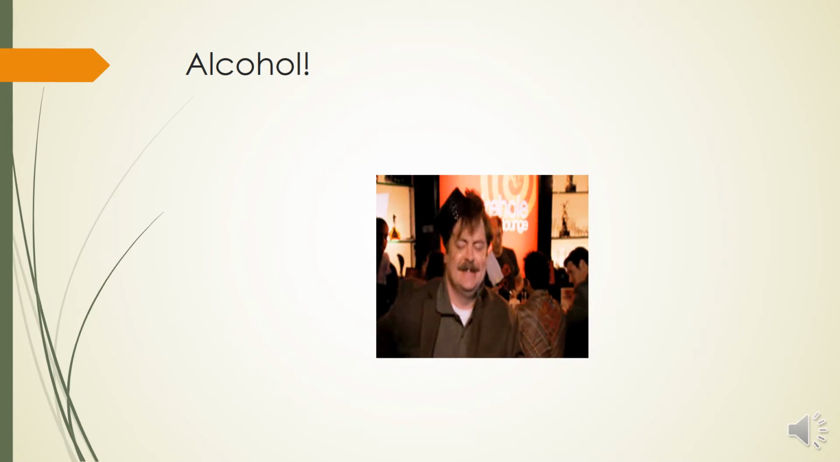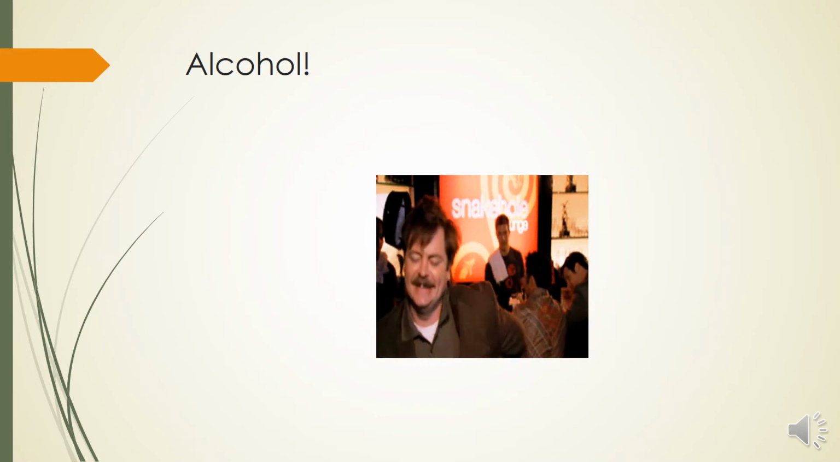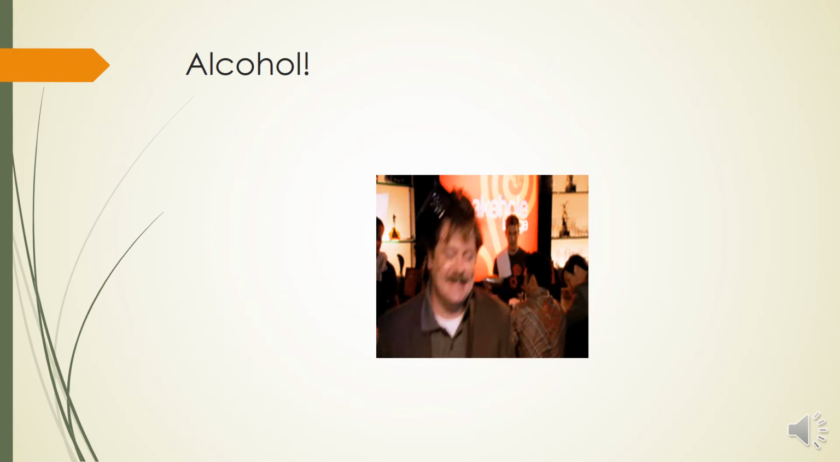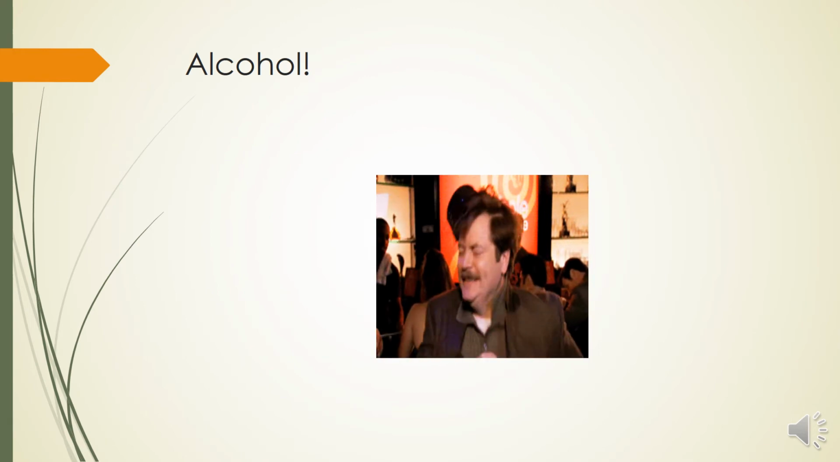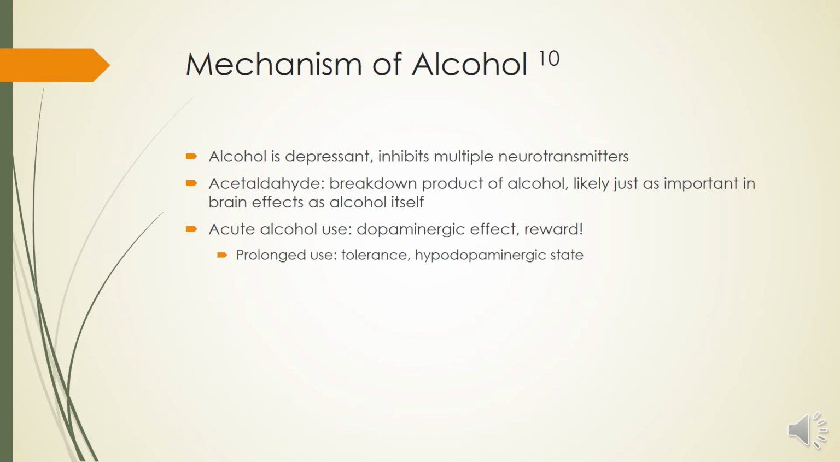All right, let's move on to most people's favorite topic, which is alcohol. We got Ron Swanson after having a little bit too much to drink. In contrast to caffeine and nicotine, it's going to dampen down or inhibit how the nervous system's working. So it inhibits multiple neurotransmitters. The breakdown product of alcohol is likely just as important in brain effects as alcohol itself.